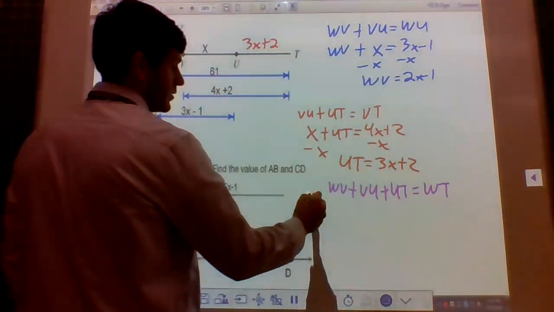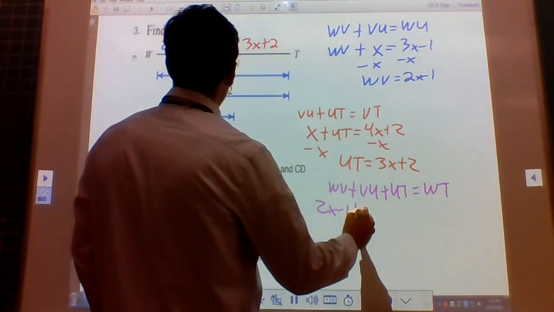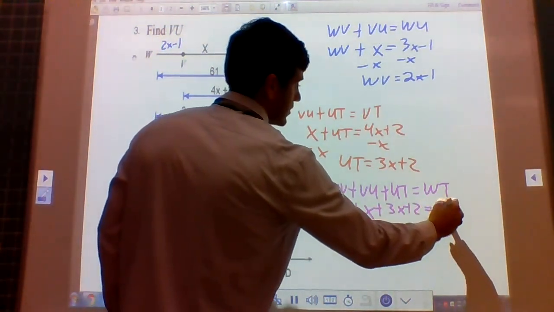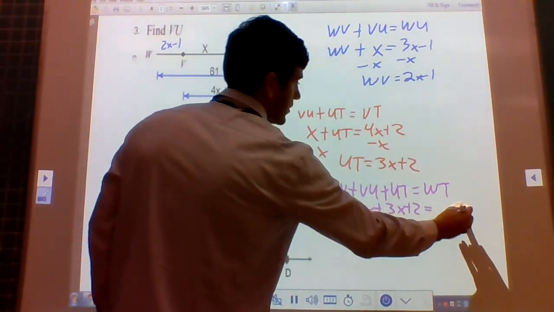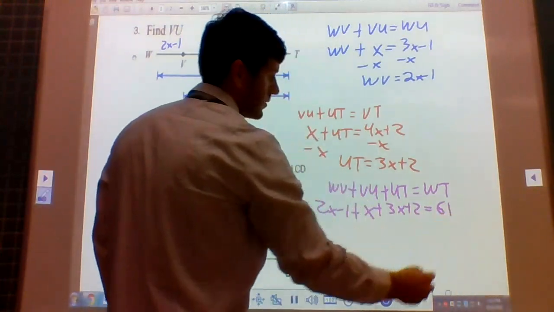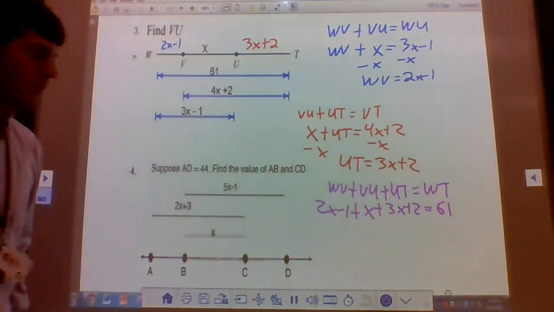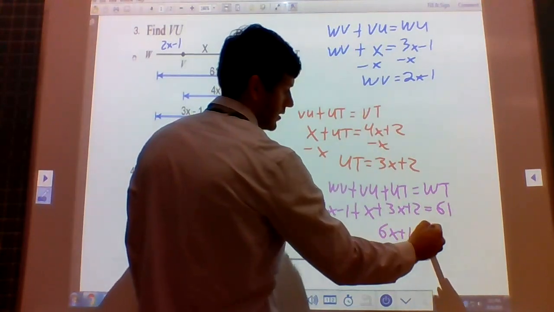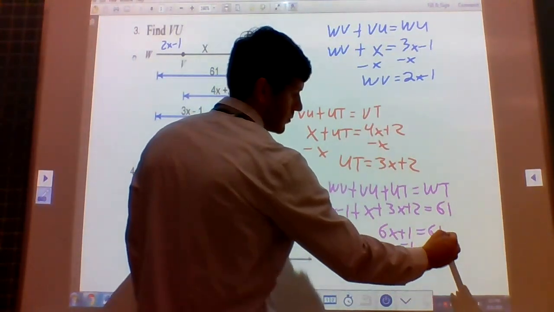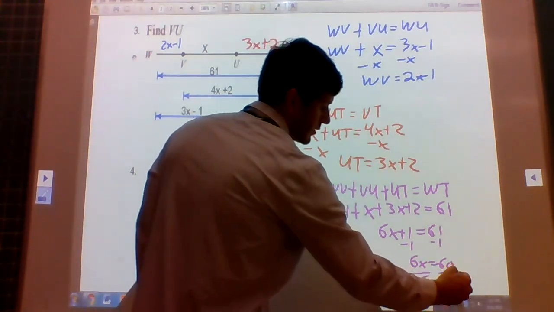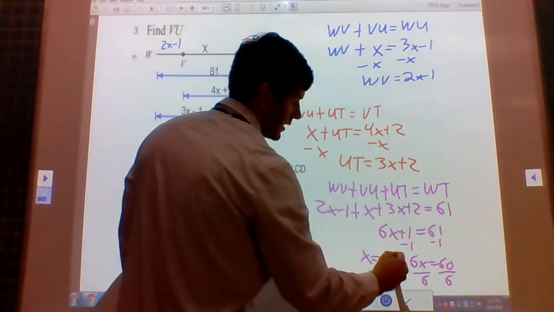So 2x minus 1 plus x plus 3x plus 2 is going to equal WT. Okay, we know WT is 61. By like terms, that's going to be 6x plus 1 equals 61. We subtract 1 from both sides. 6x equals 60. Divide by 6, we get x equals 10.